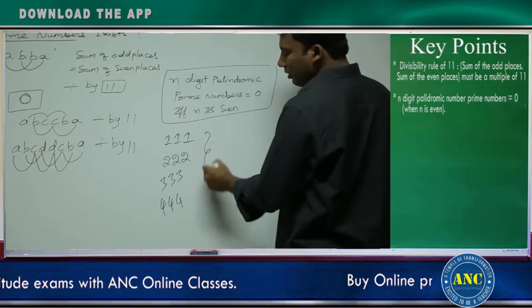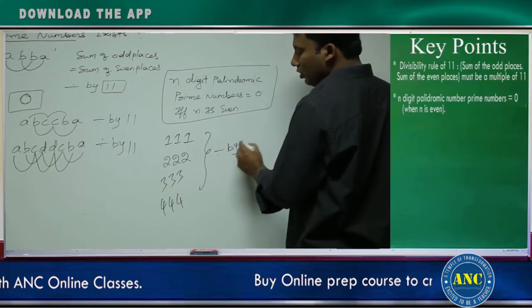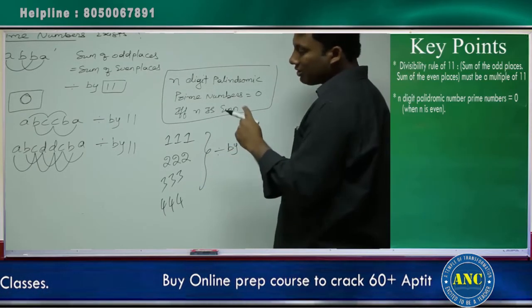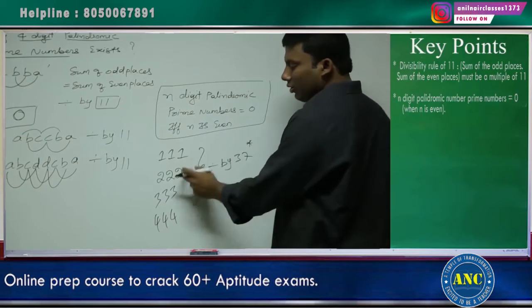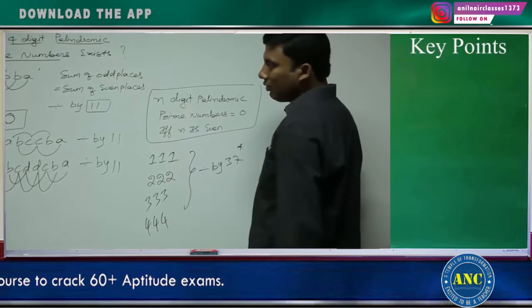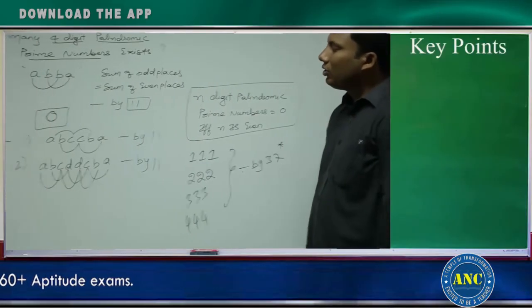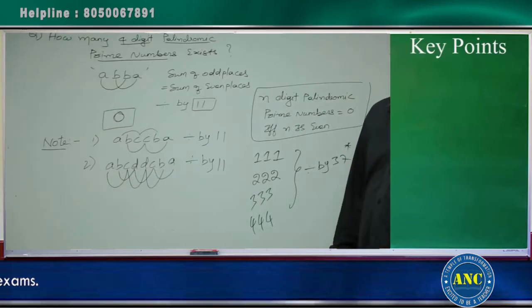These are all divisible by 37. So depending upon the nature of the question, you will check whether it is divisible. Anyway, we will discuss the 37 divisibility rule right now, and there I will discuss your doubt once again. Next is a tricky question.